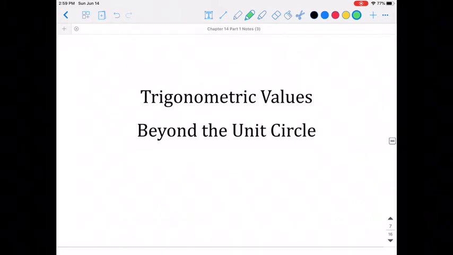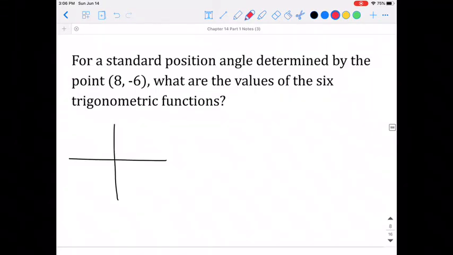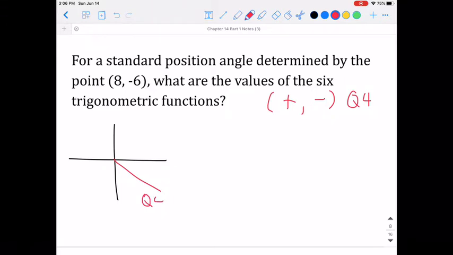So let's start by looking at some examples, trigonometric values beyond the unit circle. So let's look at our first example. For a standard position angle determined by the point (8, -6), what are the values of the 6 trigonometric functions? So in order, now because we're not dealing with the unit circle, you have to figure out your radius in order to determine all 6 trig functions. So remember, for our point, we have a positive x value and a negative y value, which means that we're going to be in quadrant 4. So (8, -6) is going to be in quadrant 4, just so you remember which quadrant goes where.